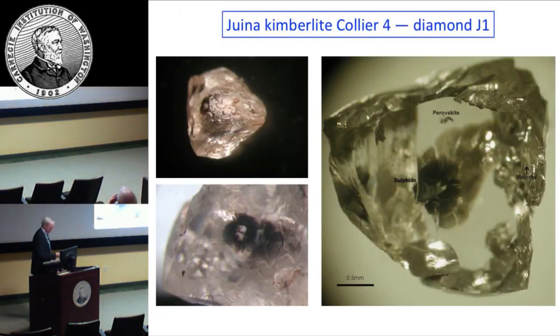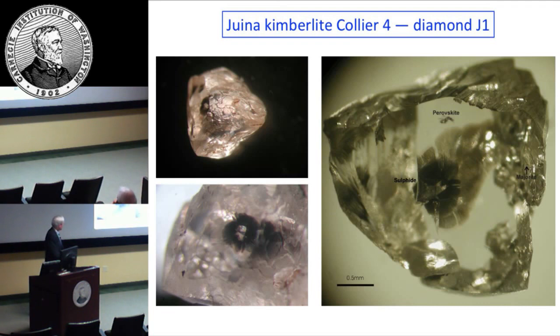Now, one of the diamonds that we had as part of the suite is called J1, and for some reason every diamond in this area is called J something, even if it's from Juvenile or Collier 4. It gets extremely confusing. So this is diamond J1 from kimberlite Collier 4, and here's the diamond, and you see this really honking big sulfide sitting right here with a zone around it of fracture that happens when the diamond is brought up to the surface.